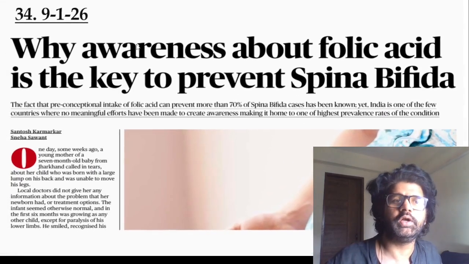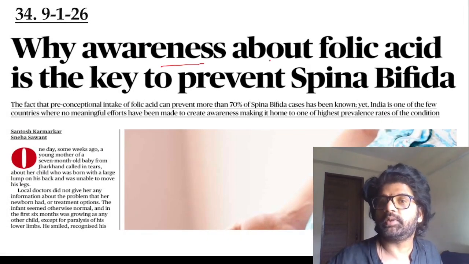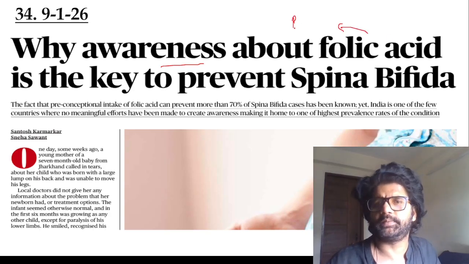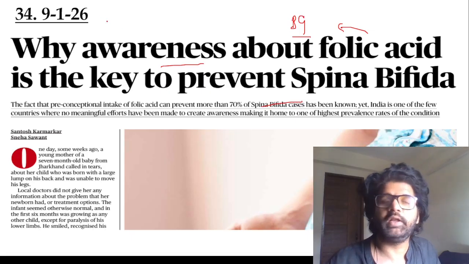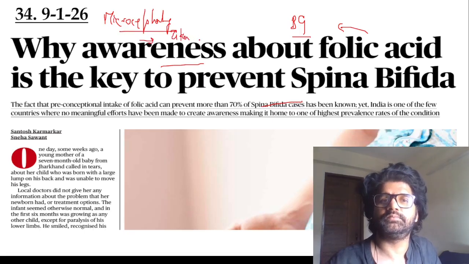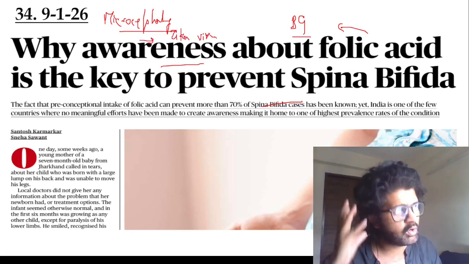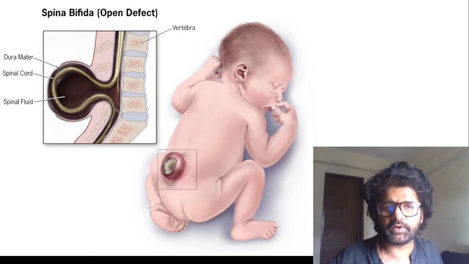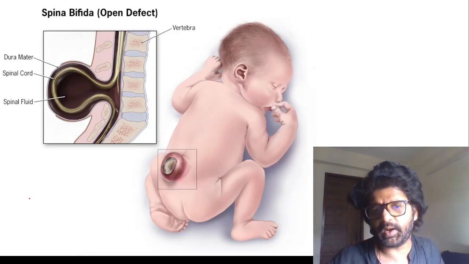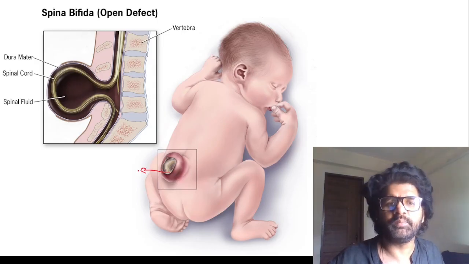Really good. 34th article. Why awareness about folic acid, vitamin B9, is the key to prevent spina bifida. UPSC has already asked questions on microcephaly, which happens because of the Zika virus, where kids have smaller heads. So what is spina bifida? Spina bifida is a birth defect of the spinal cord. It can impact the moving capabilities of the child.